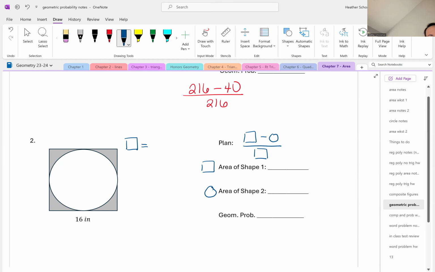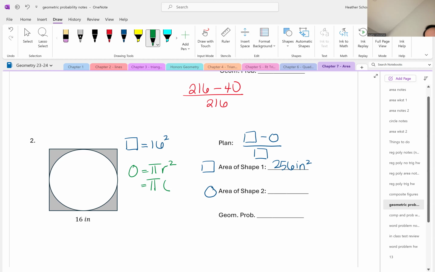For the square, the area of a square is side squared. So 16 squared is 256 inches squared. The area of a circle is pi times the radius squared. Let me write it like this first. Again, you're going to have that formula sheet. You've got to use it. Use it when you're doing your homework, because you've got one in your notes.